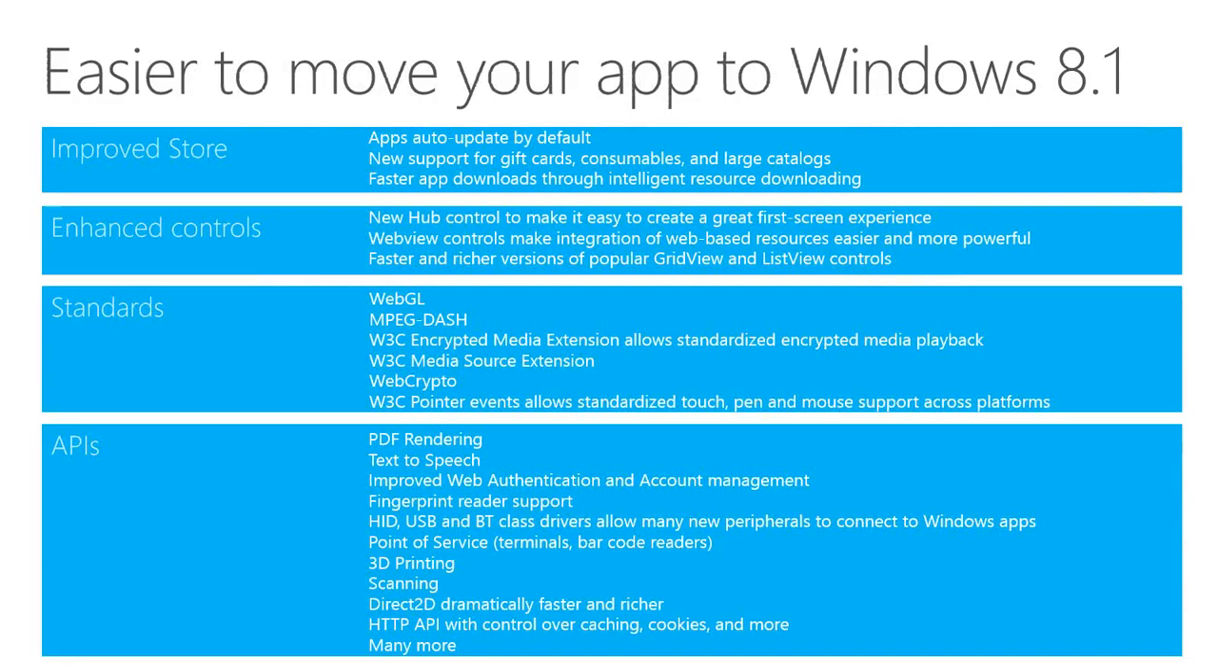If you've already built an app on Windows 8, it becomes a lot easier to move your app to Windows 8.1. But we've also embraced a whole bunch of standards, including WebGL, including various W3C standards as part of Windows 8.1. We also have W3C pointer event support to allow standardized touch, pen, and mouse support across your apps. There are a range of APIs that are available for you to take advantage of, which includes PDF rendering, text-to-speech, fingerprint reader support. We also support 3D printing, and some of you might have seen some videos that we've created around how Windows 8 is one of the first operating systems to actually support 3D printing.